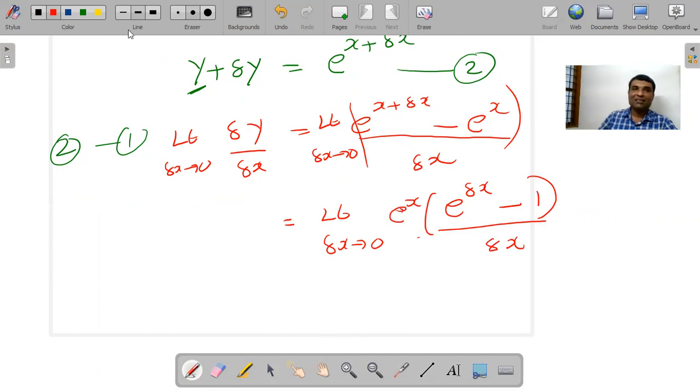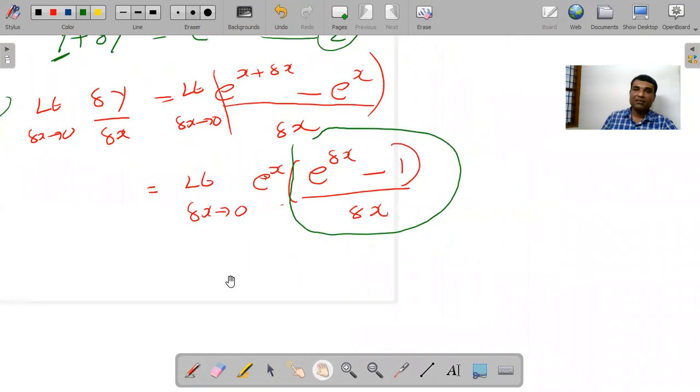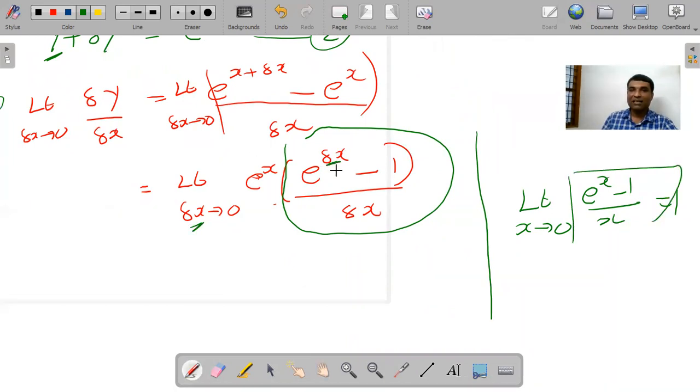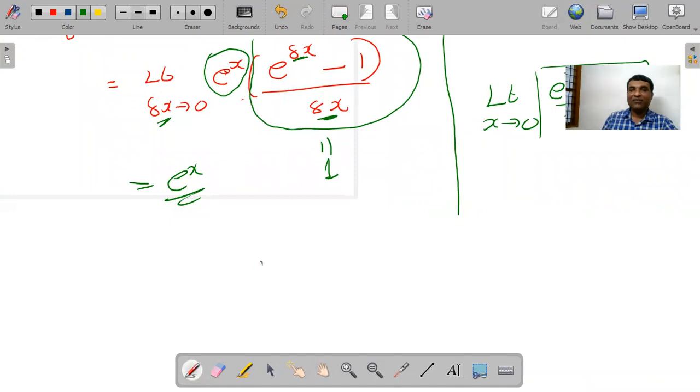This is a standard limit whose value is equal to 1, since by using this result, limit x tends to 0 of e raised to x minus 1 by x is equal to 1. Here the limit is delta x, so the exponential power is delta x and the denominator is also delta x. So the value of this is equal to 1. This term is independent of delta x, so this is equal to 0. So we can say the derivative of e raised to x with respect to x is nothing but e raised to x itself.